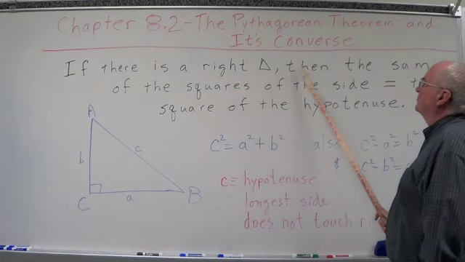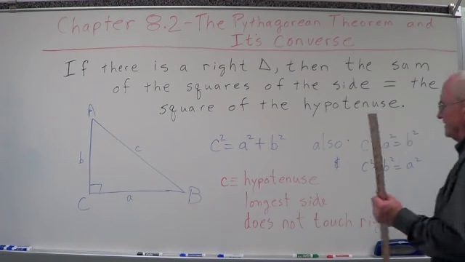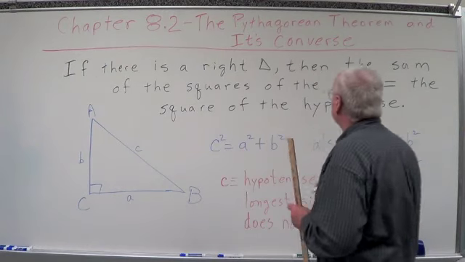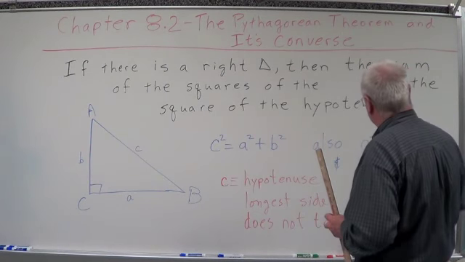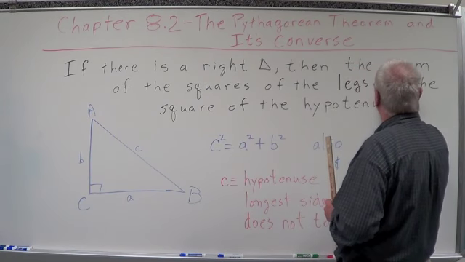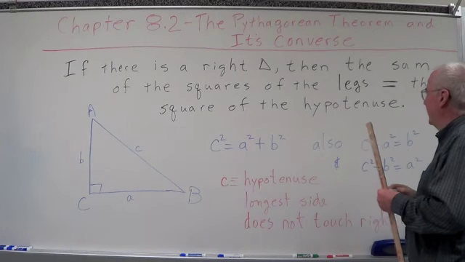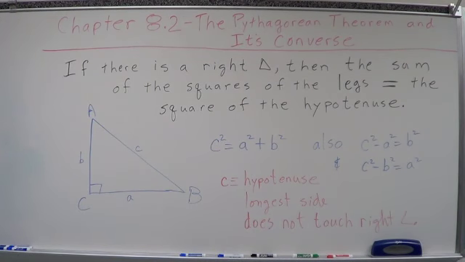If there is a right triangle, then the sum of the squares of the sides, let's change that to legs, okay, that would make more sense, the sum of the squares of the legs equals the square of the hypotenuse. So we definitely have to have a right triangle if we're going to have a hypotenuse. Now, what is that saying?